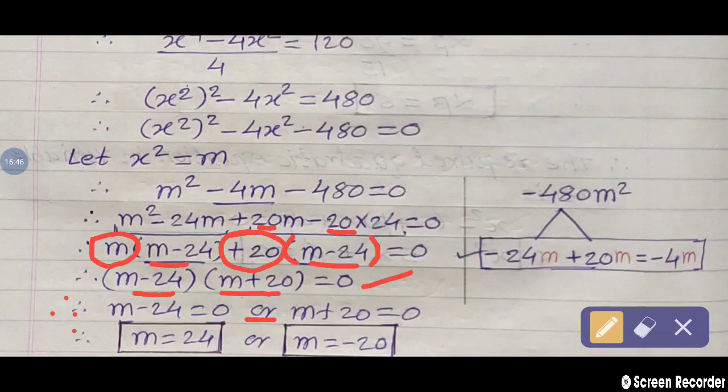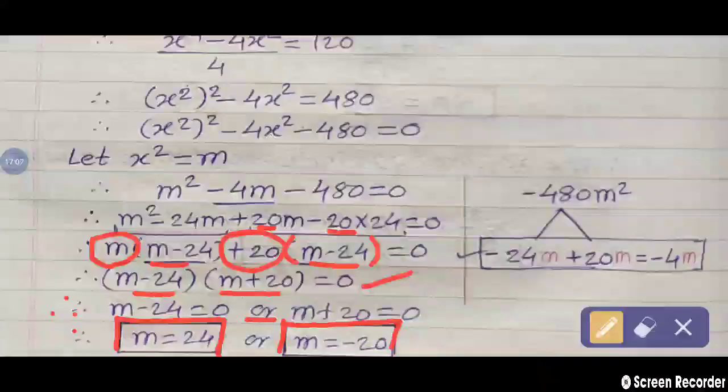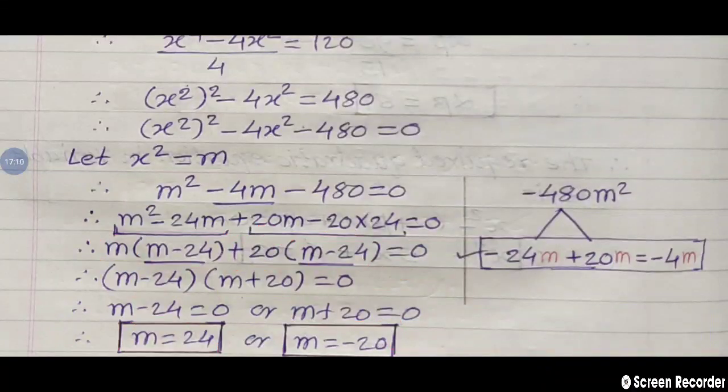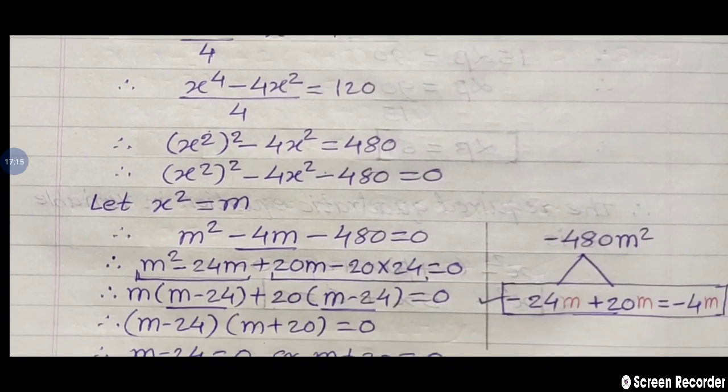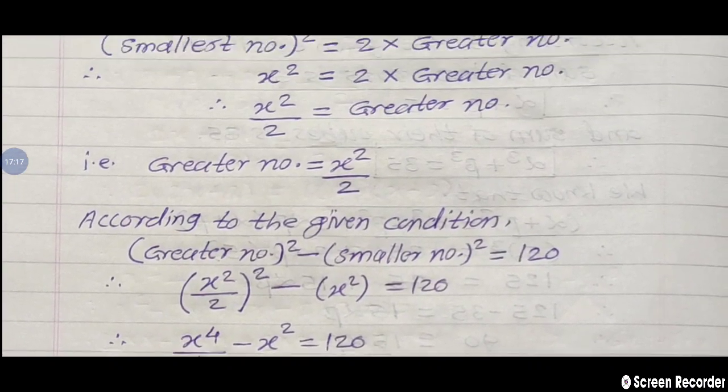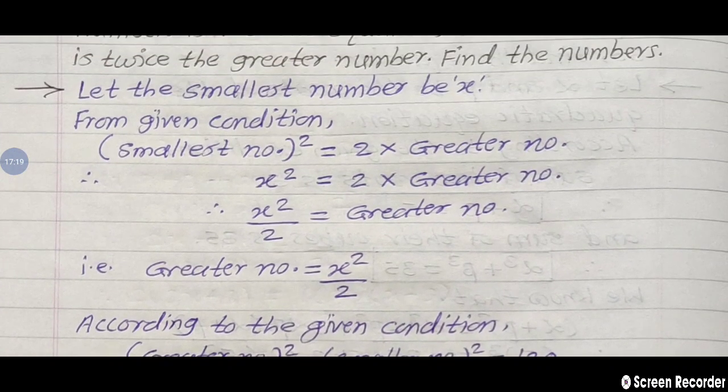So m is equal to what? Minus 24 taking on the right hand side, then 0 plus 24 means we get the first answer m equal to plus 24, or m plus 20, so plus 20 taking on the right hand side, then 0 minus 20 means minus 20. So we get one more value here: m is equal to minus 20. But what is our m? We are substituting m instead of variable x square. And x is what? Check there. Number.